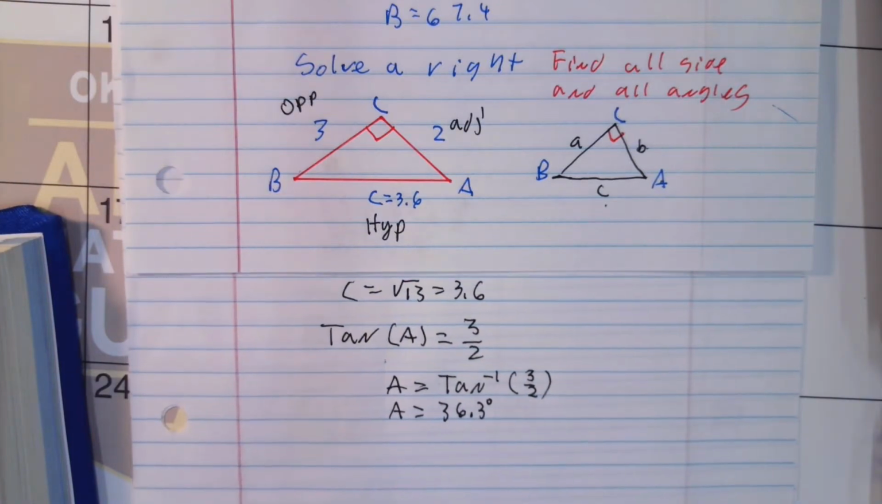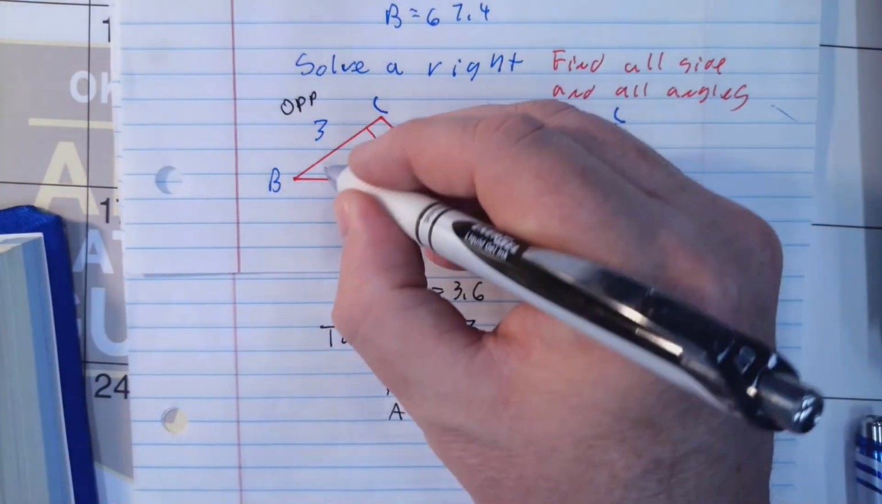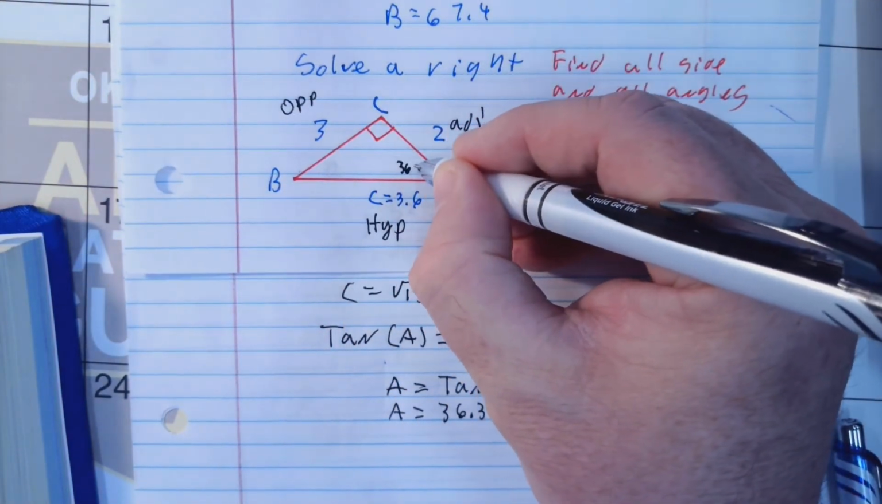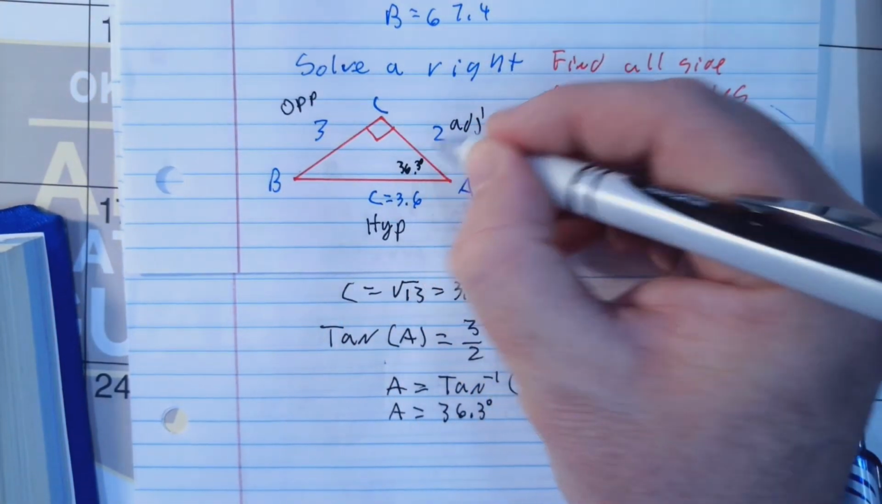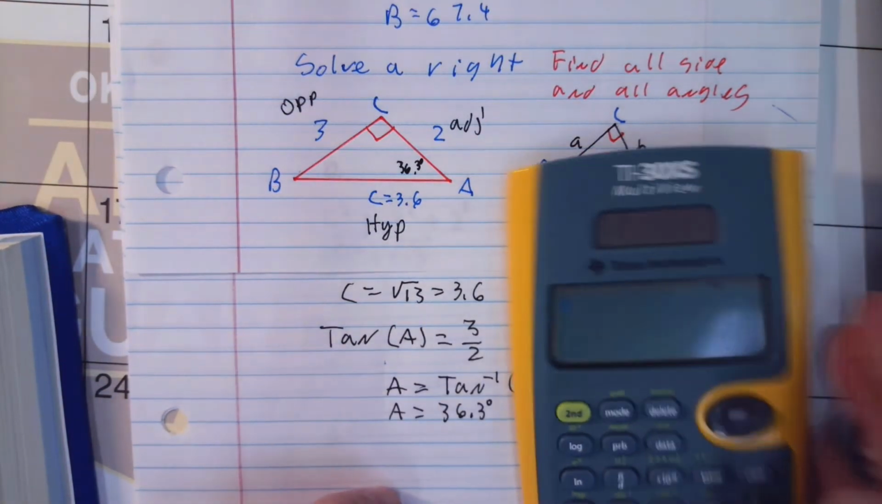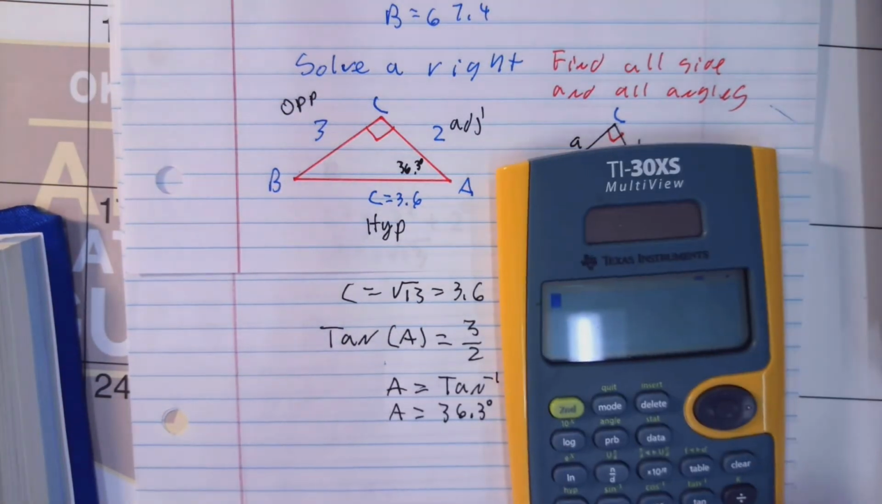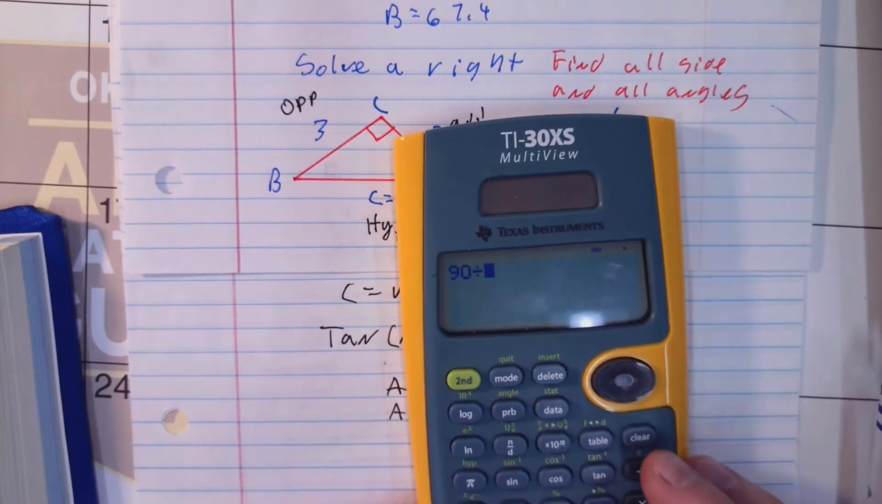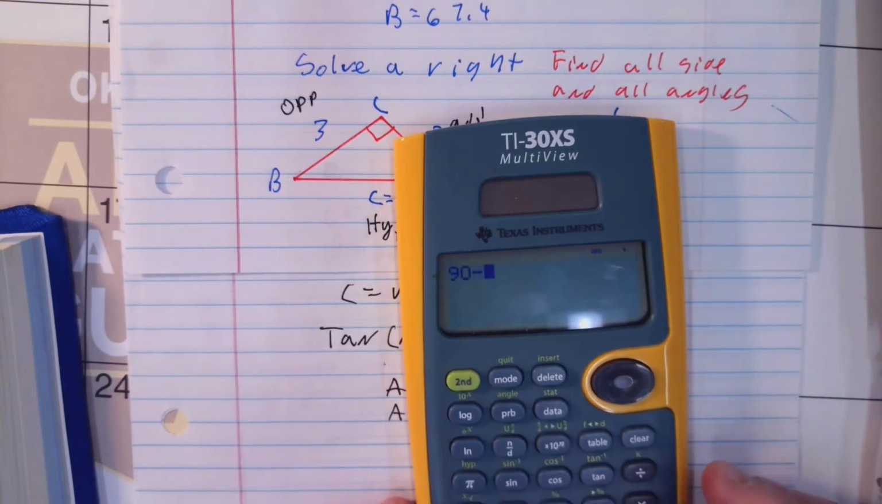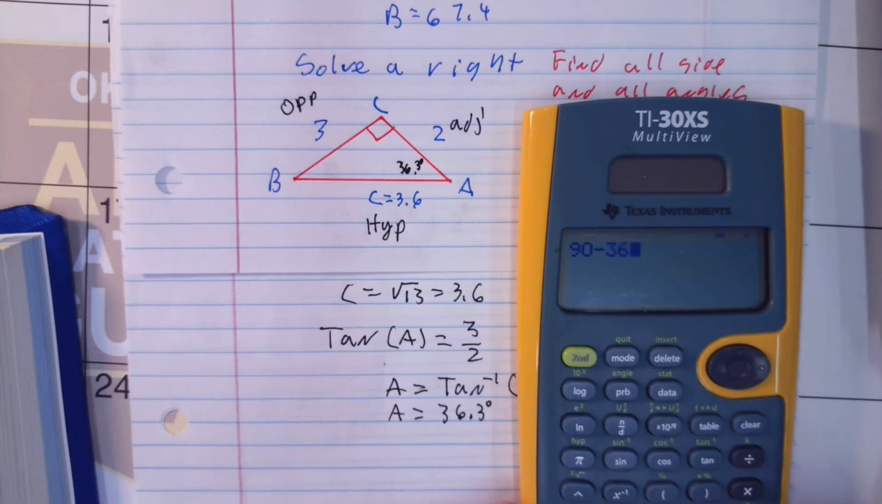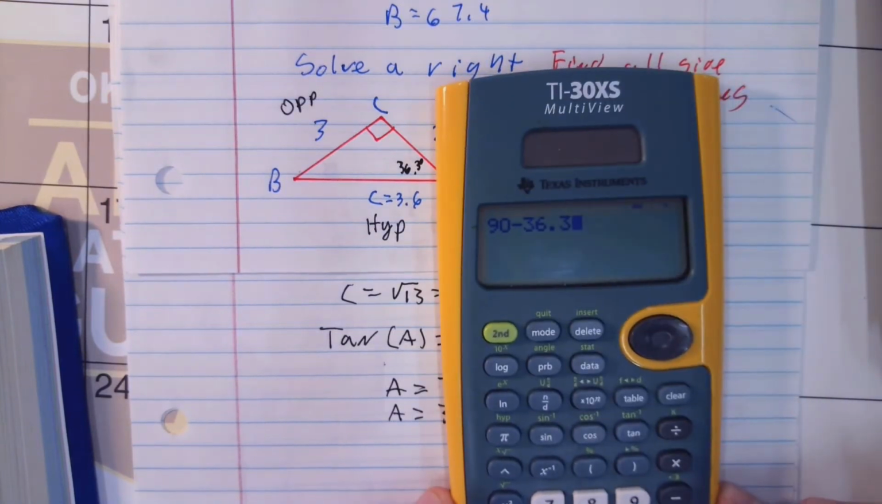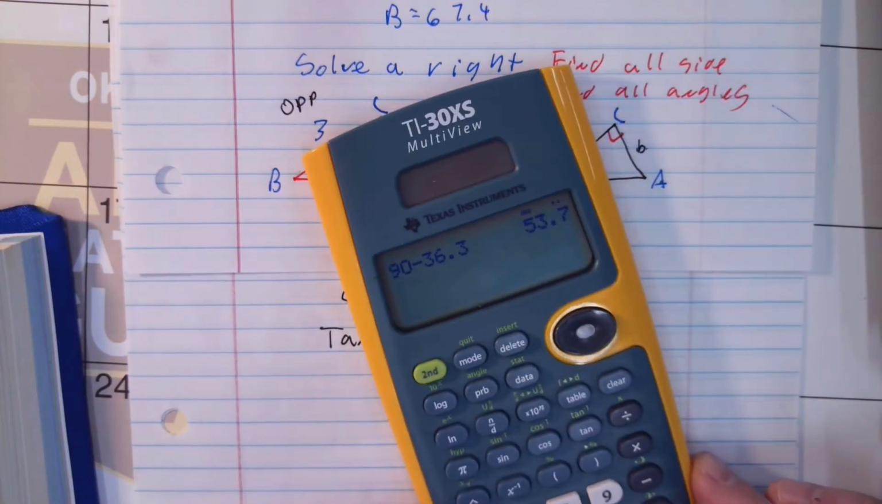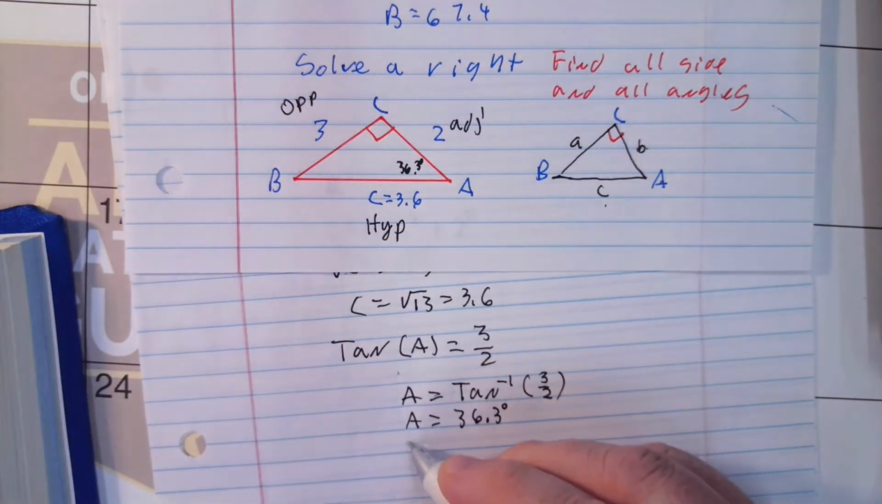Okay. How can I find the last angle? So if I have to subtract 90 every time, can I skip that step and just do 90 minus 36.3? Is that okay? And that's going to be 53.7?